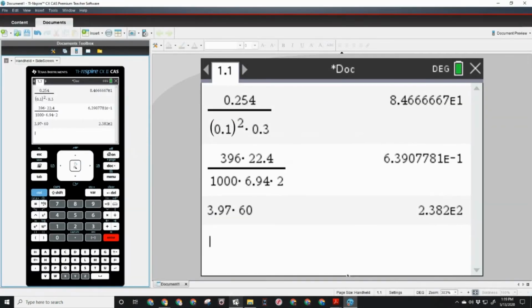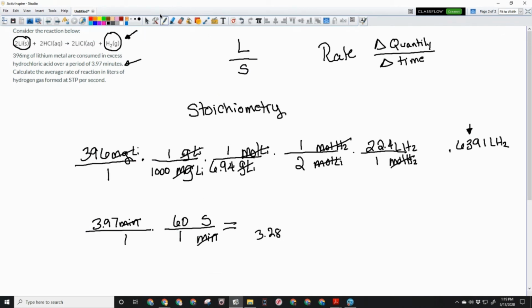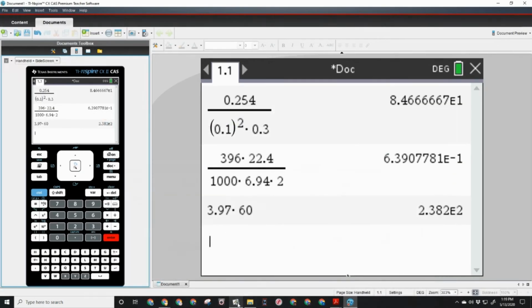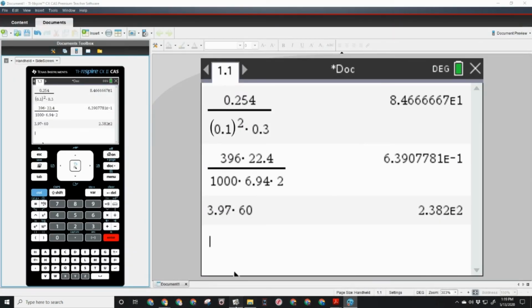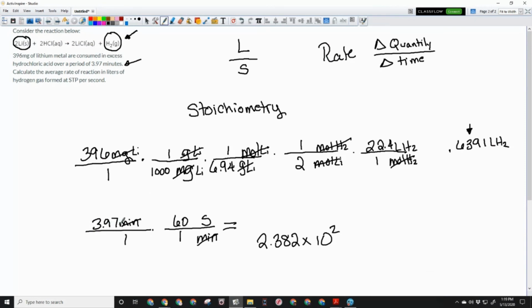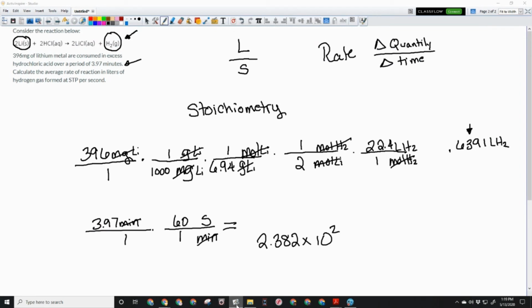Wait, did I write the number wrong? Yes, 2.3, not the other way around. Okay, let me erase this. 2.382 times, what was it? 10 to the 2. And that's in seconds. So that's what's going to go on the bottom there. Okay, so let's make sure: 3.97 times 60. Okay, and 2.382. Okay.